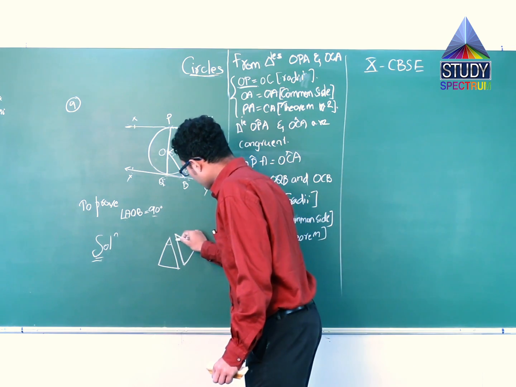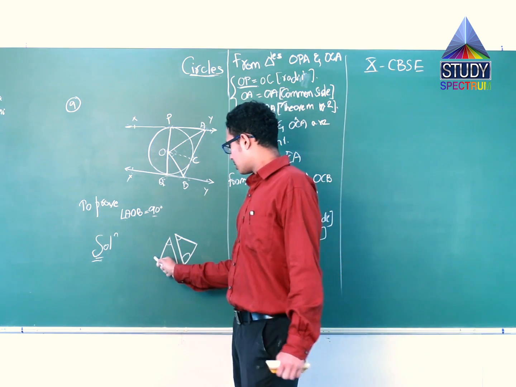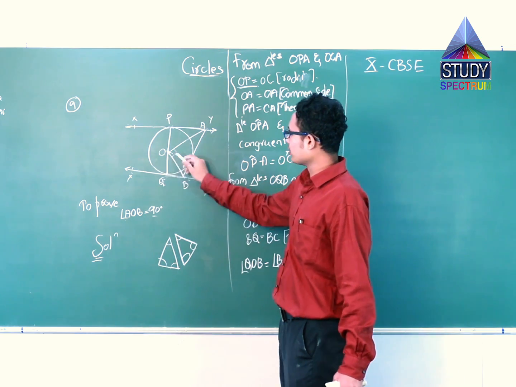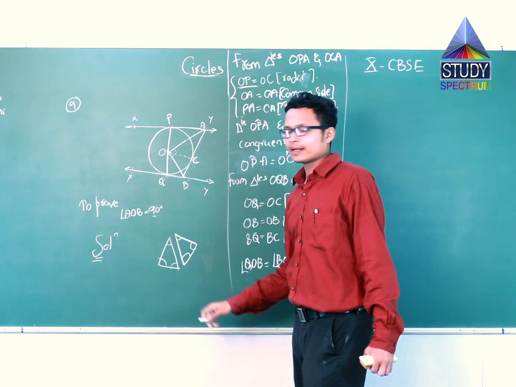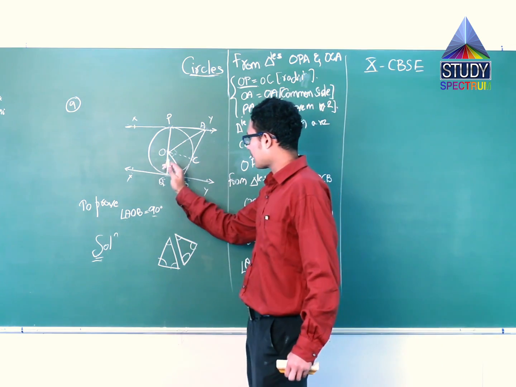Now these two form corresponding angles. These two angles will form corresponding angles in these two triangles. Similarly, you have these two angles equal. Why am I writing only these two angles? Why am I not writing the other angles? Because I don't want other angles.